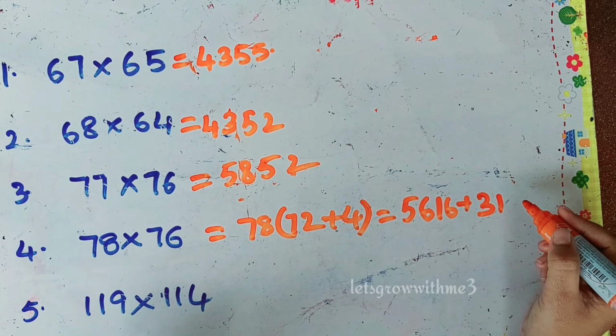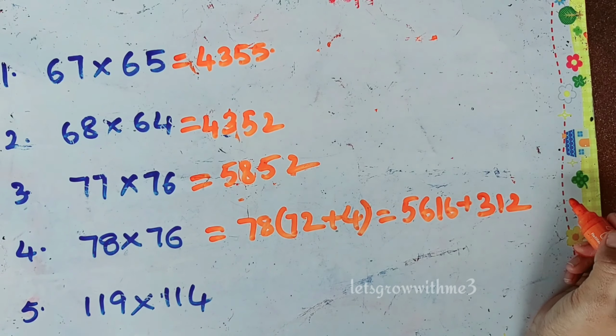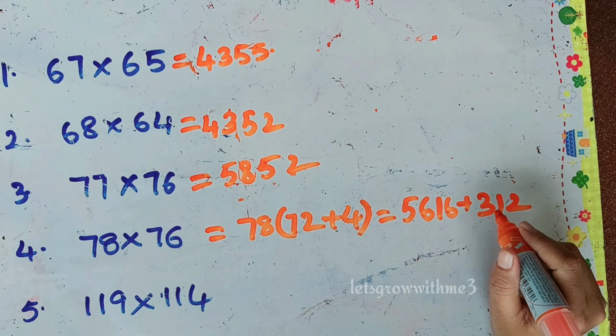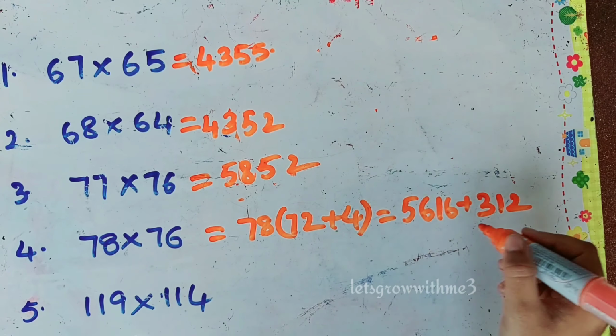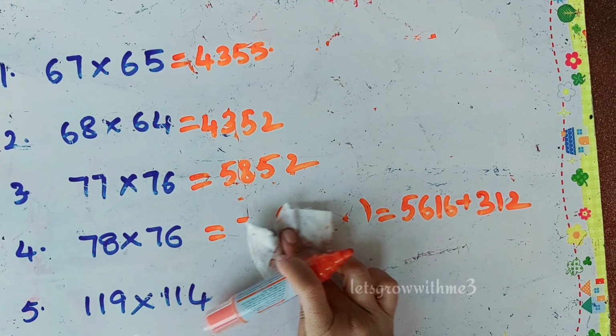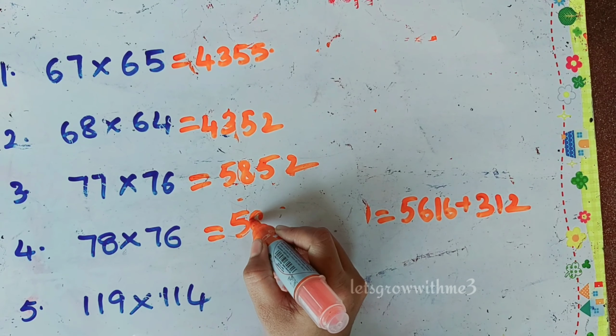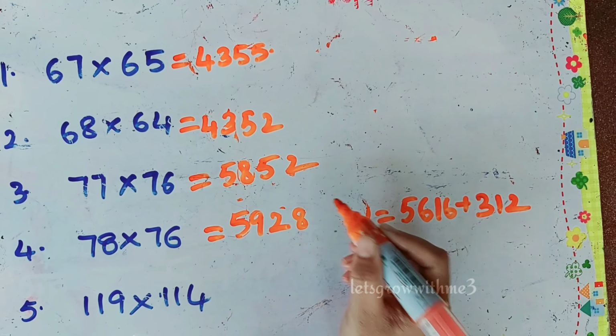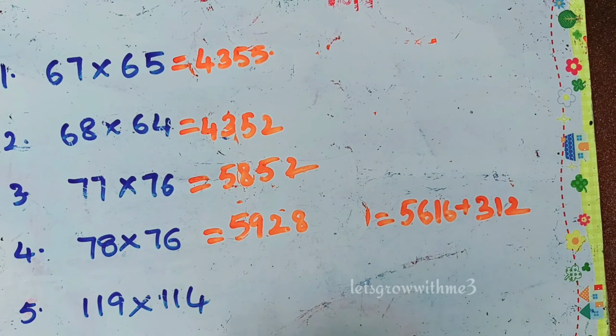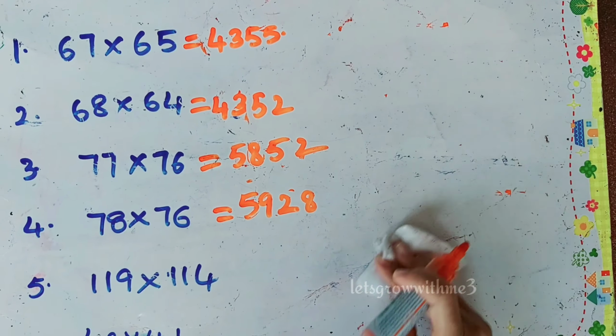So if we add the two values, then the answer is 5928. So I will write down that one here. Let's see the next question.